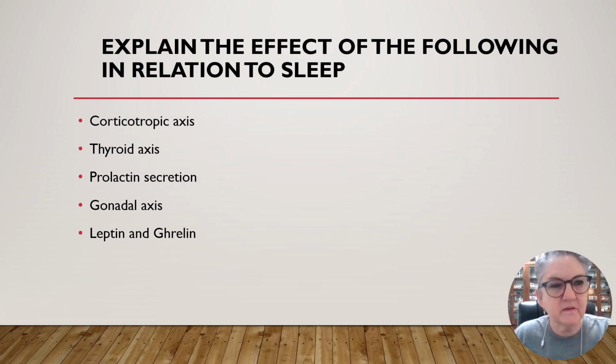Okay, next objective. We're going to explain the effect of the following in relation to sleep: the corticotropic axis, thyroid axis, prolactin secretion, gonadal axis, leptin, and ghrelin. These will be covered in the next slides.